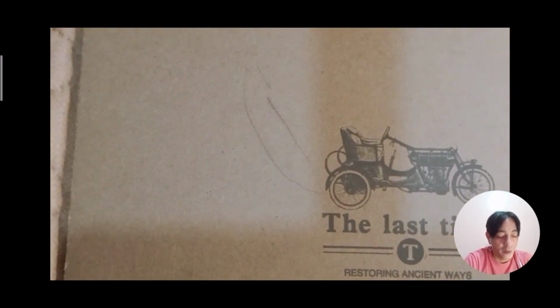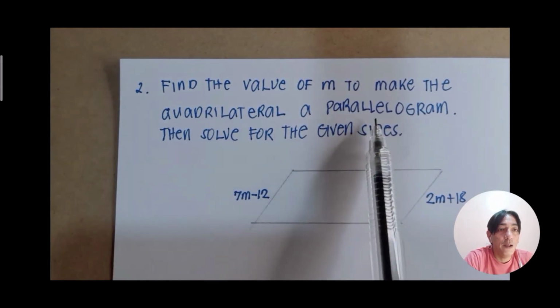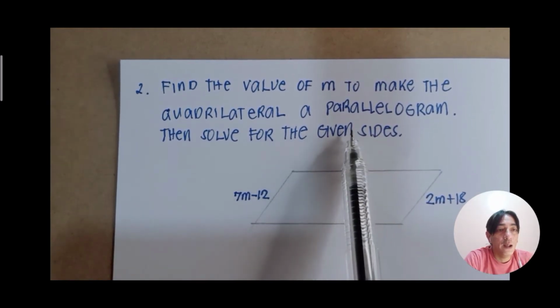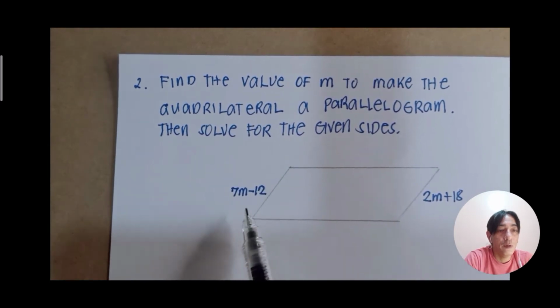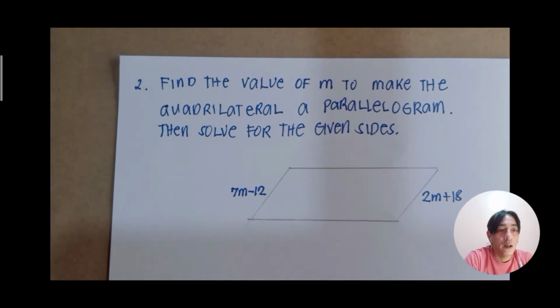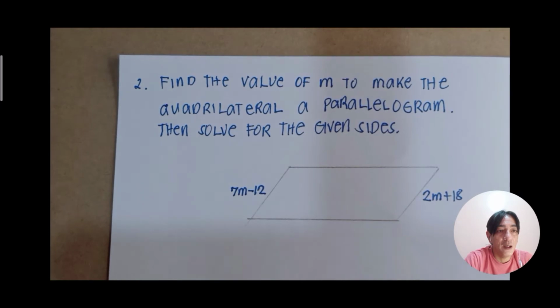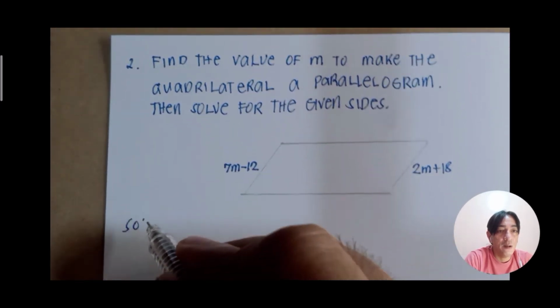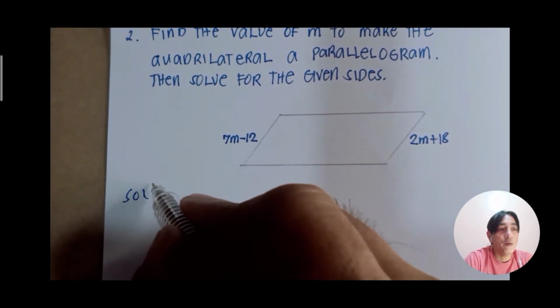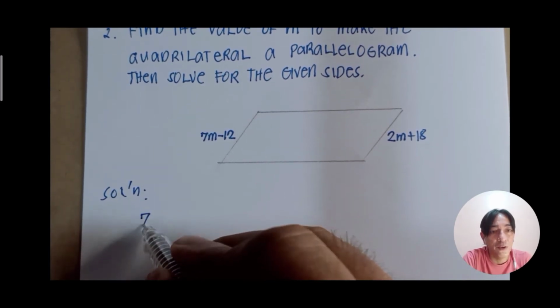Let's go to example number 2. Find the value of M to make the quadrilateral a parallelogram, then solve for the given sides. Okay, kung parallelogram tong given natin, ang relation ng given na sides na yan, since opposite sides sila, they are congruent. Okay, so let us solve for M first, and then pag nakuha na natin yung value ng M, makukuha na rin natin yung value ng mga sides na given na yan. Okay, so let us solve for it.